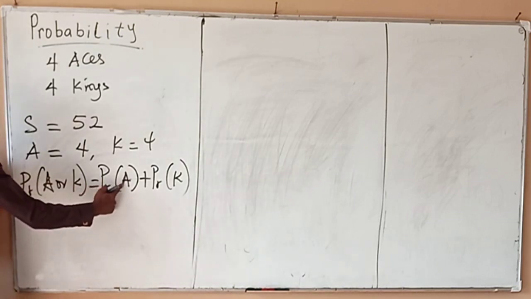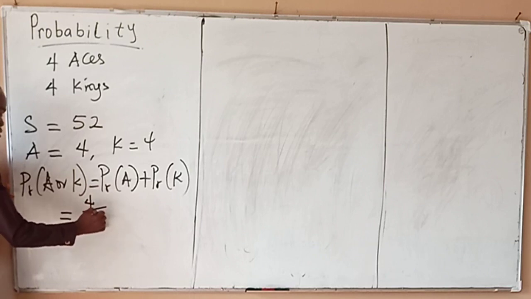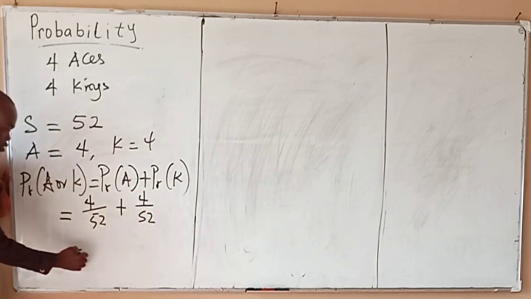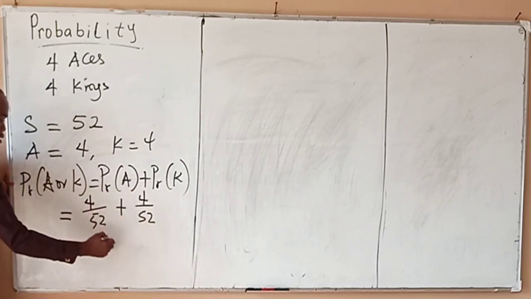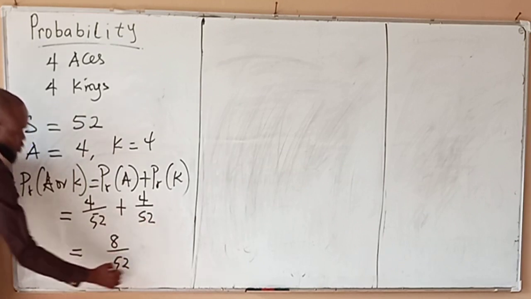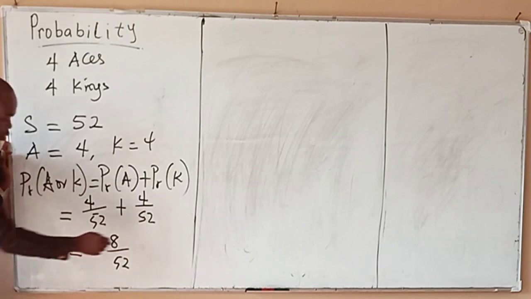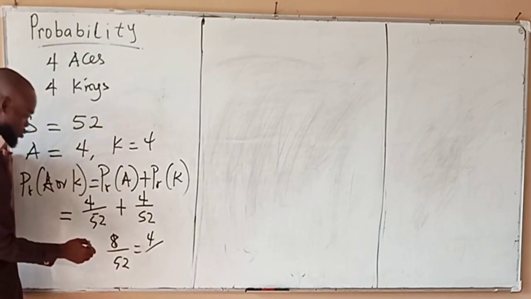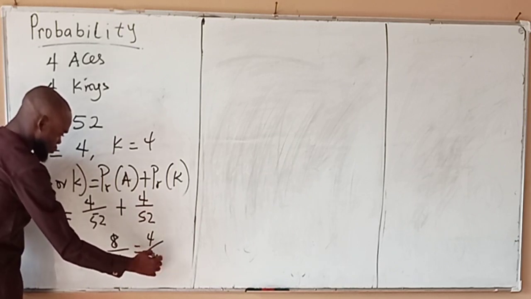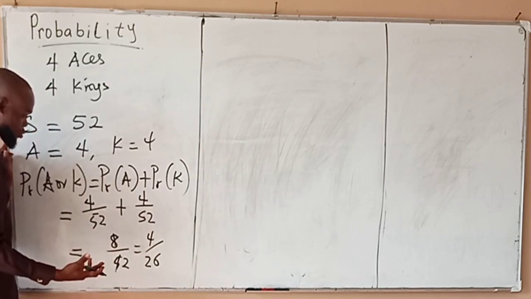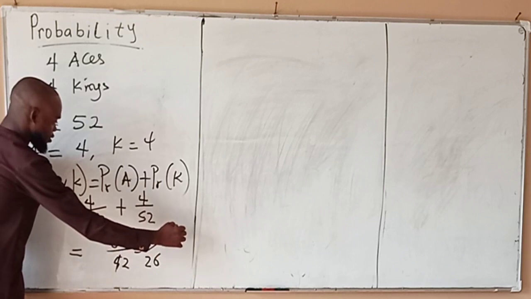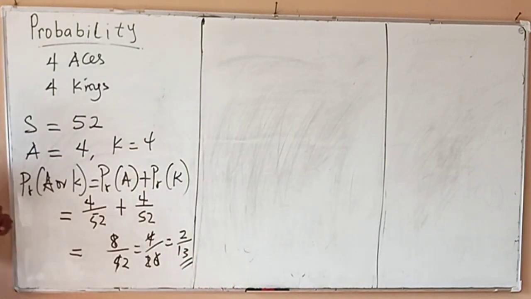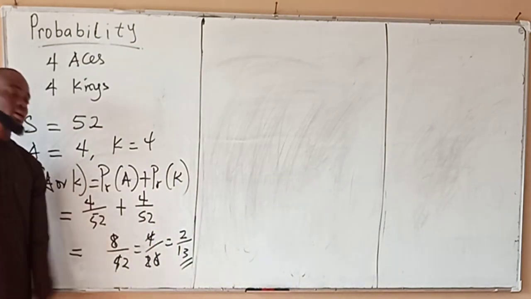So this will be equal to the probability of drawing an ace, the event of an ace divided by the total sample space, plus the probability of drawing a king, the event over the total. You just say 4 plus 4, that gives us 8. Then 8 over 52. Dividing by 4, we get 2 over 13. So 2 over 13 is our answer if we are drawing an ace or a king.